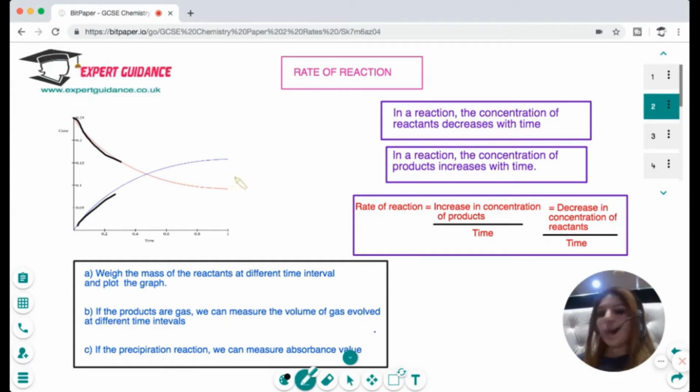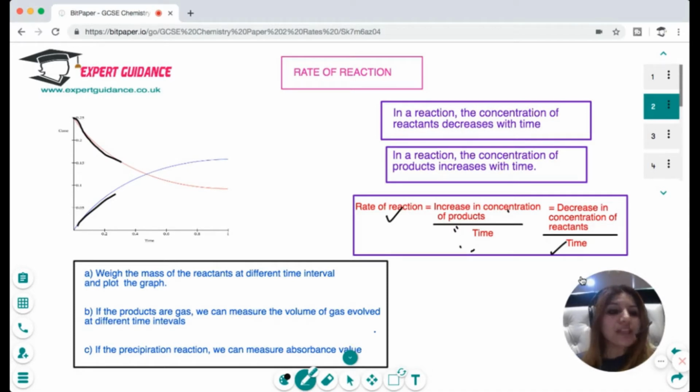So in order to measure the rate of the reaction, we can use the change in concentration of the reactants and the product. So rate of the reaction is concentration of product increase with time or decrease in the concentration of reactants with time. Now, how can we measure the concentration of the reactants or the product?